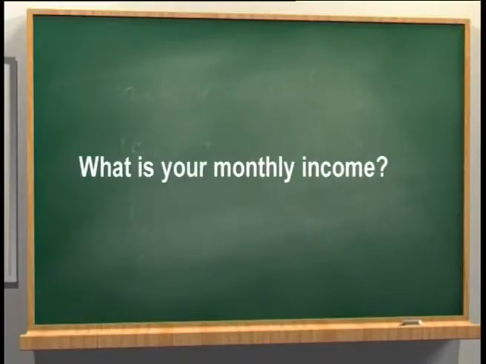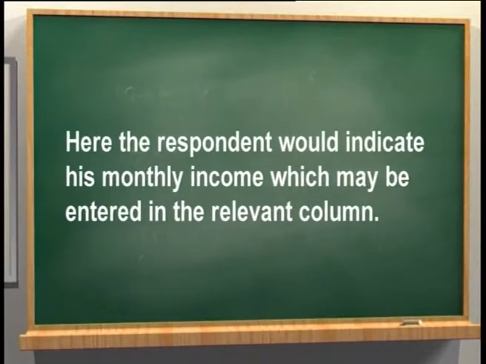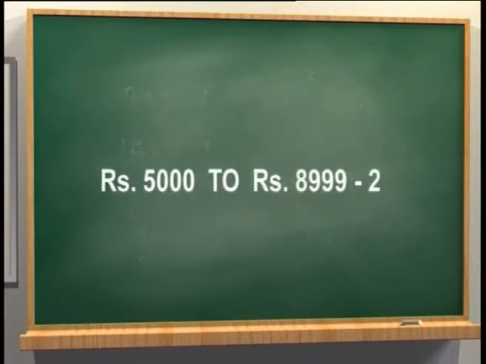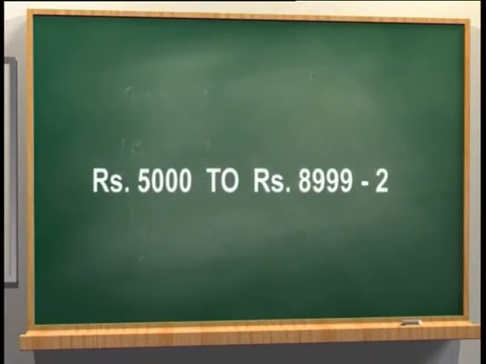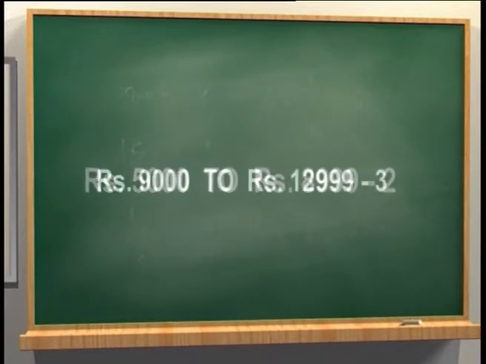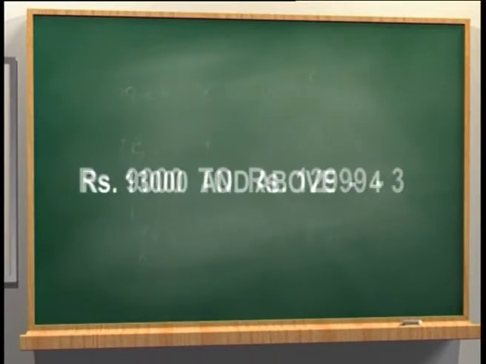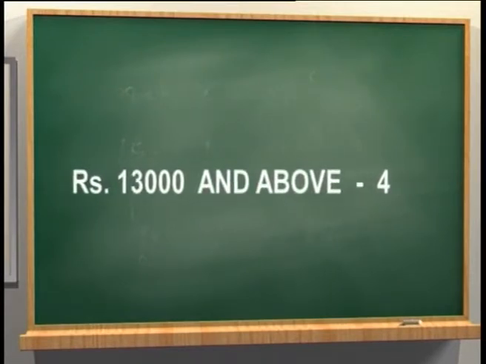Coding for an open-ended question is more tedious than for a closed-ended question. What is your monthly income? Here the respondent would indicate his monthly income, which may be entered in the relevant column. The same question may also be asked like this: what is your monthly income? We may code the class less than rupees 5,000 as 1, rupees 5,000 to 8,999 as 2, rupees 9,000 to 12,999 as 3, and rupees 13,000 and above as 4.